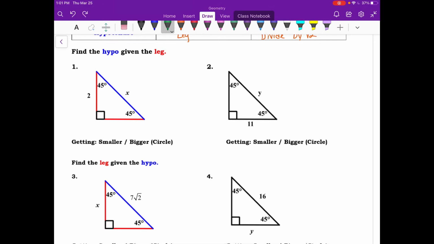So we need to find the hypotenuse when given the leg for these first two. We are given our leg, which is 2. We are getting bigger because the hypotenuse is the longest side. So we will be multiplying by root 2. So we're going to be taking the measure of our leg, which is 2, and we will be multiplying by square root of 2, which is just 2 root 2. Number 2, same concept. Our leg is right here. It's 11. We are getting bigger. We are finding our hypotenuse, again, opposite from that 90. So we're going to be taking that 11 and multiplying it by root 2, and we get 11 root 2.